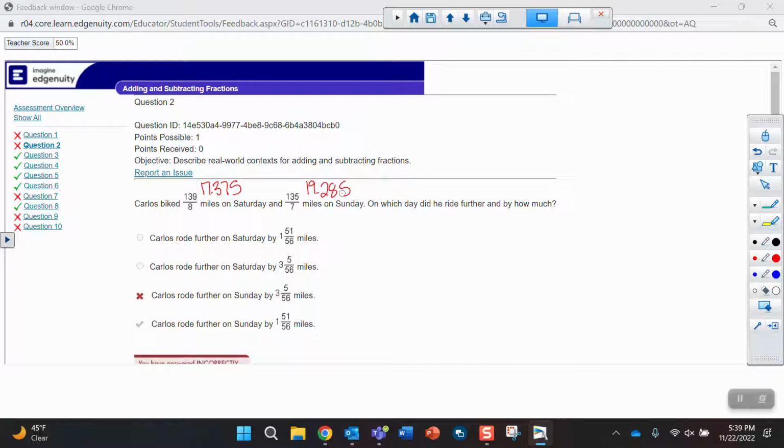We can take 135 and divide that by 7, and that is 19.285. I'm not really rounding on that one. It's a much longer decimal. It's a repeating decimal, actually. And then it asks which day did he ride further? He rode further on Sunday. And then it wants to know by how much further did he ride? So that's going to be a subtraction. We're going to take 135/7 and subtract 139/8.